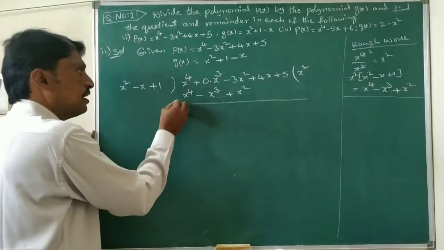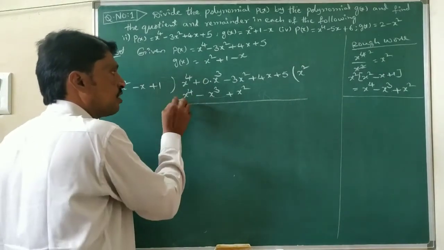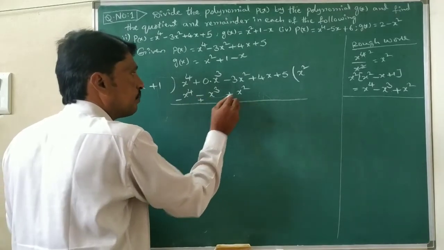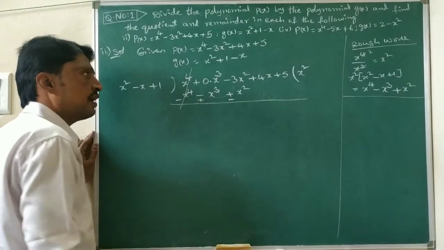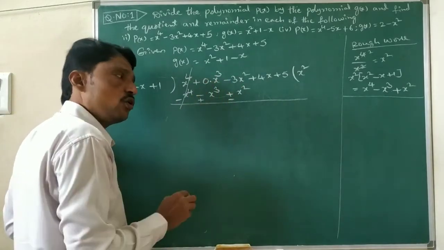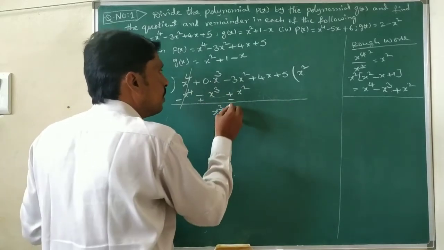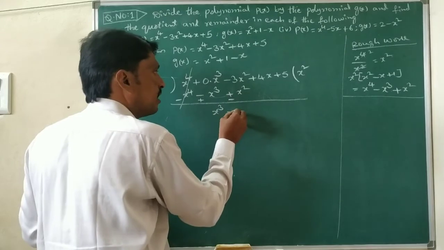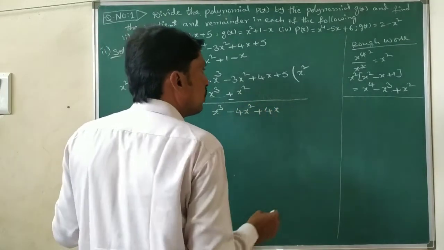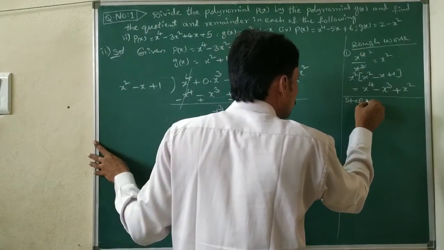Now we need to subtract, changing the signs. Here minus becomes plus, here minus becomes plus, here plus becomes minus. So x power 4 minus x power 4 gets cancelled. 0 into x cube means that value is 0 only, so adding x cube we get x cube. Here both are minus, same signs, so minus 4x square plus 4x. So this is step number 1, and now step number 2.